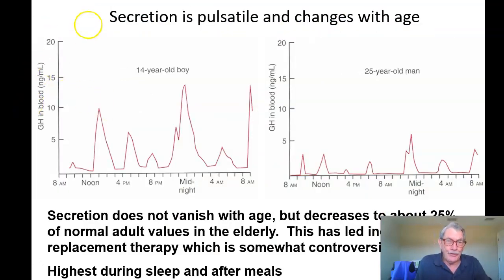Secretion is pulsatile. It goes up at times that you can grow. It goes up after major meals. It goes up during sleep, at a time that you can grow bone and stuff when you're not using it in the middle of the day. You go to bed at night and you get a big spike so you can grow those bones.